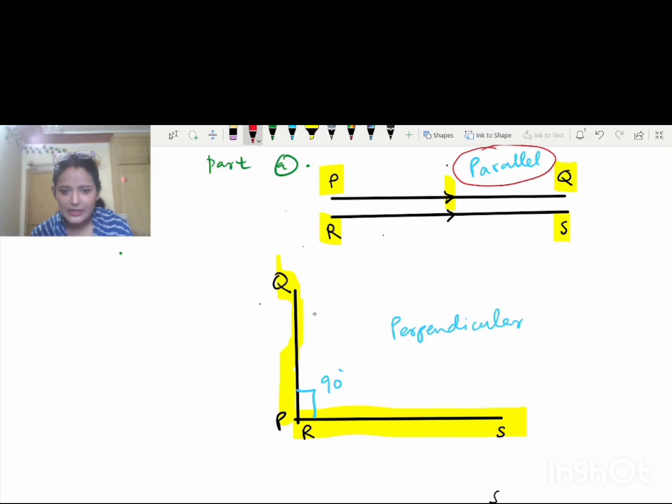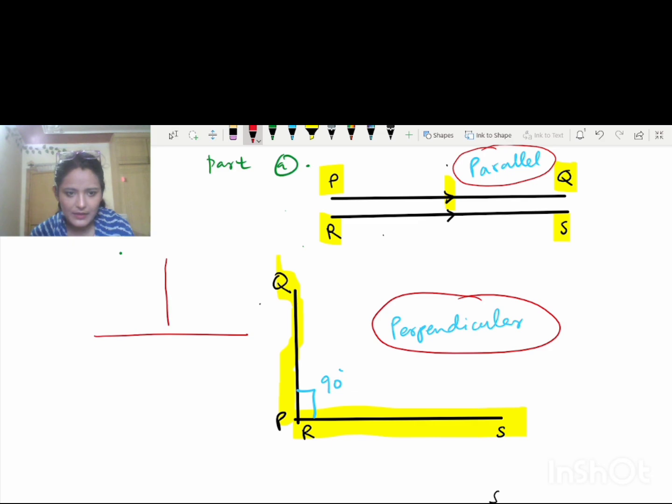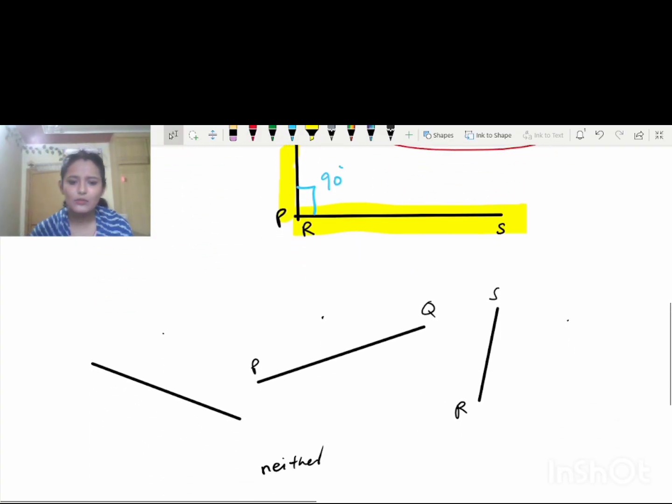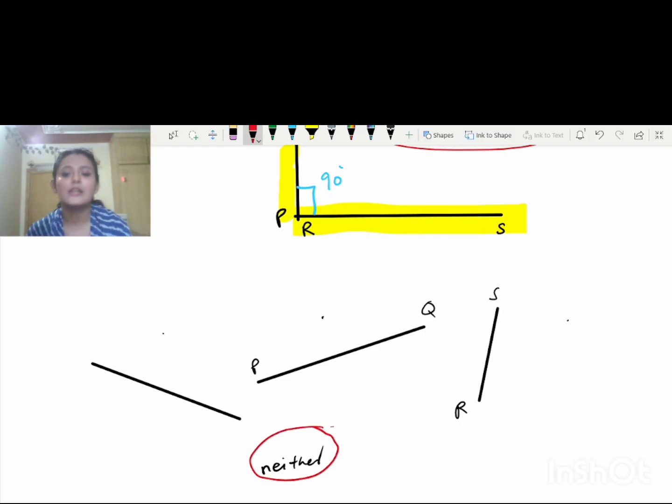Got it? Now this is the second case, which is of perpendicular. Here you can see one line is below and the other line is above, and they make an angle of 90 with each other. This is the case of perpendicular lines. And if you don't see this type of pattern, and just totally random lines are present, this is called neither. These lines are not parallel, they are not perpendicular, they are neither. I hope you got the concept.